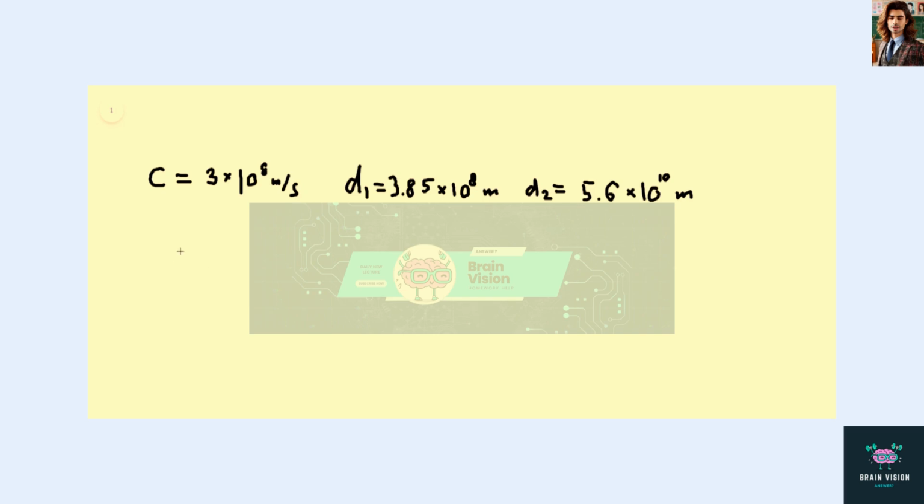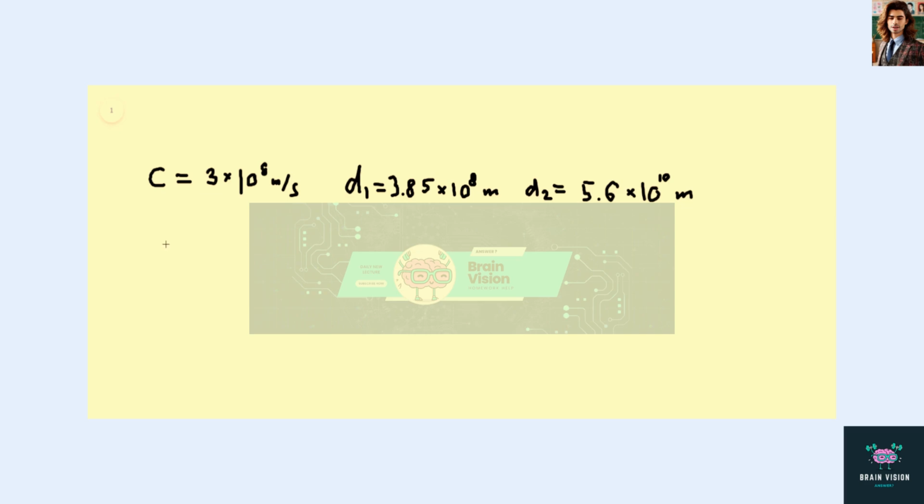We're going to solve Cutnell's Physics, Chapter 24, Problem 2. What we want to find is the time it takes for electromagnetic radiation to reach the Earth from various distances. We know that electromagnetic waves travel at the speed of light, which is 3 times 10 to the 8 meters per second. The first distance we want to send signals from is 3.85 times 10 to the 8 meters away, which is the distance from the moon to the Earth.